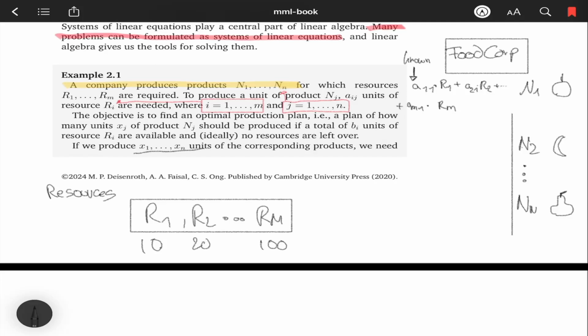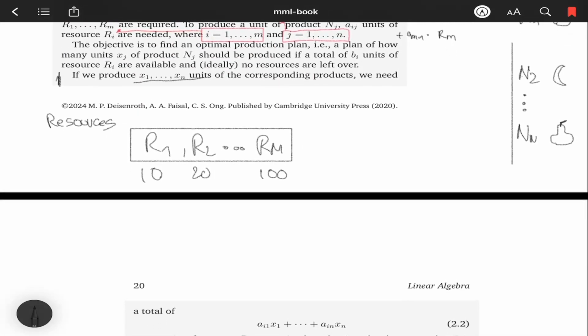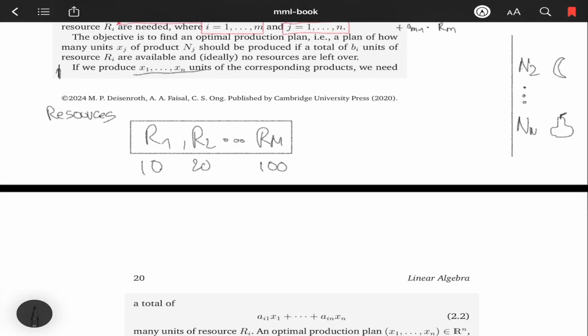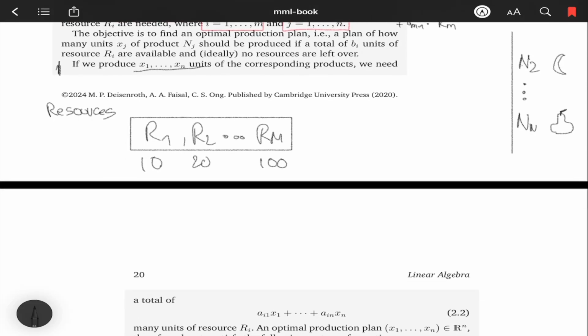Okay, just because we know that A is known and R is known, this cannot be an equation. Like usually you would assume like an X or something like that. And this is where they come in with: if we produce x1 to xn units of the corresponding products, we need a total of that many units of resource Ri.